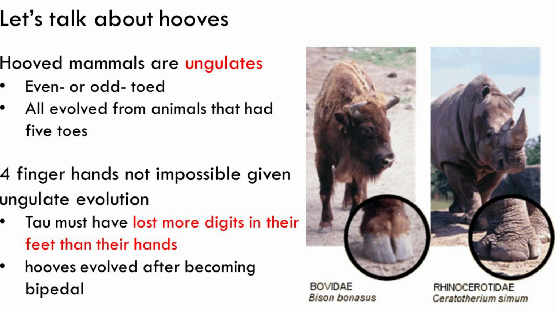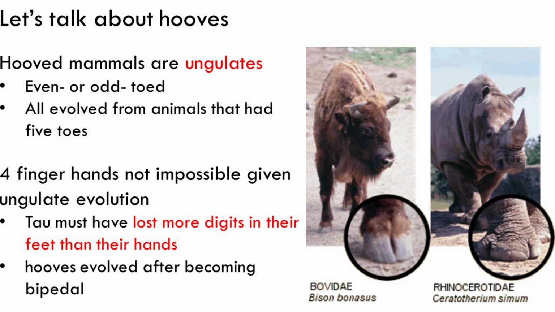Right. So hoofed mammals are called ungulates, and they can either be described as even or odd-toed. Even-toed ungulates are things like bison and cattle, where they have all their weight resting on 2 hooved toes on each foot, whereas odd-toed ungulates are things like rhinos or horses, where they have all their weight resting on 1, 3, or 5 toes with hooves. So yeah, even or odd-toed, pretty straightforward.